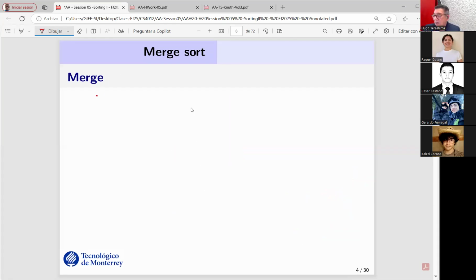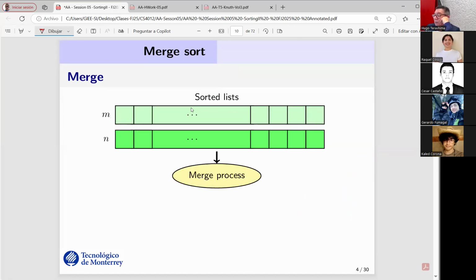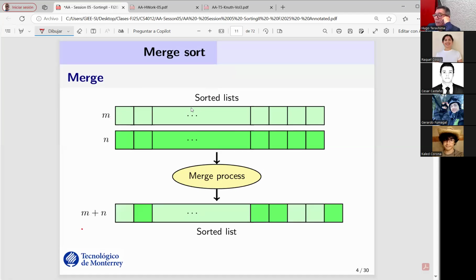So merge in particular is this. You have the sorted lists, and one of them is size m, and the other one is size n. And what are you going to get? Well, you do the merge process, and then you get an array of size m plus n, and the resulting array is going to be sorted. Is that okay? It's well understood, the process of merge?